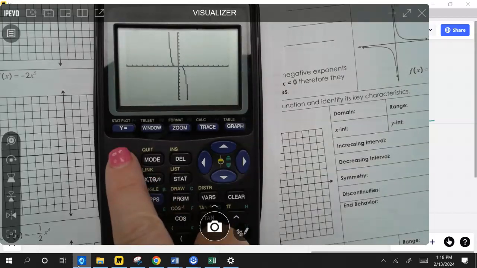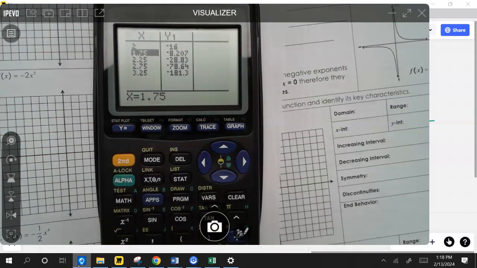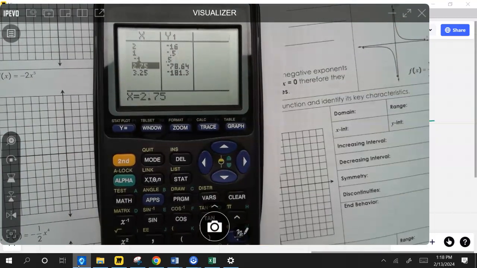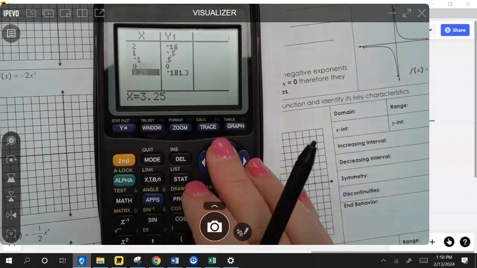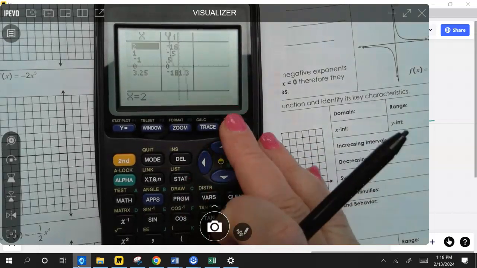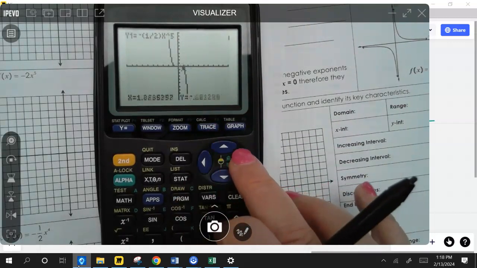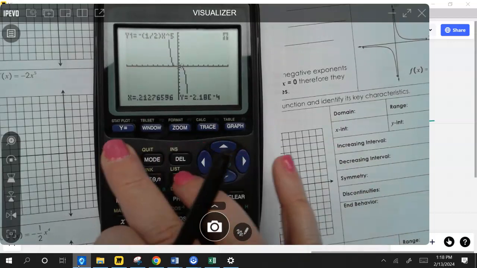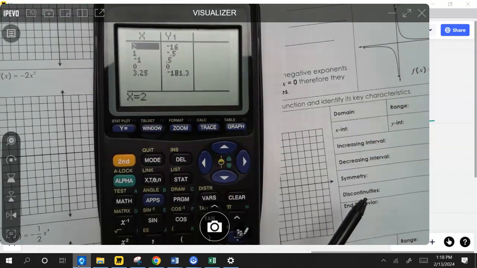But to pick up a couple points, if you go second graph, it'll pull up your table. You should be able to type some values in there. Okay, no, don't use trace, because watch what happens whenever I trace. I get all these nasty decimals. Second trace. Oops, no, you don't want to do that. You want to go to table, second graph.